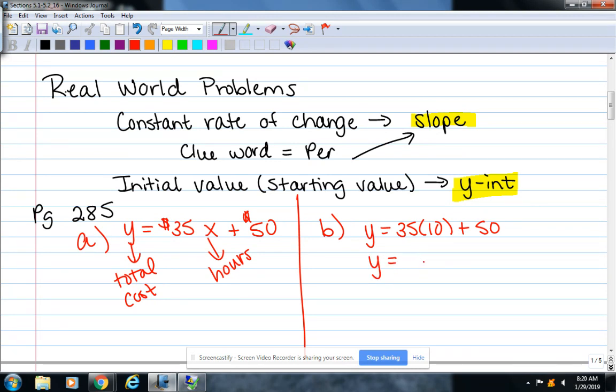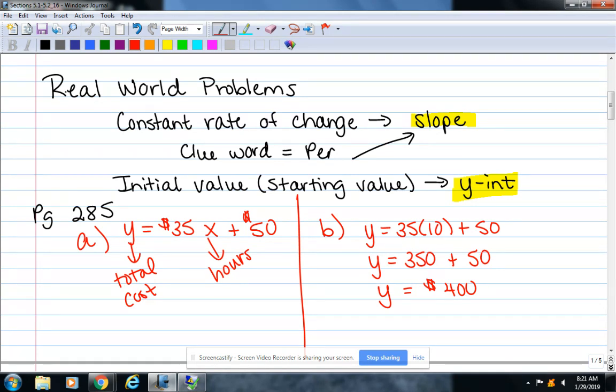What's 35 times 10? $350 plus the $50 I already had to pay. So my total cost is how much? $400. Now, y'all, I'm okay if you didn't put dollar signs right here, but please put dollar signs in your answer. All right? Word problems need word answers, and the dollar sign when it's talking about money.